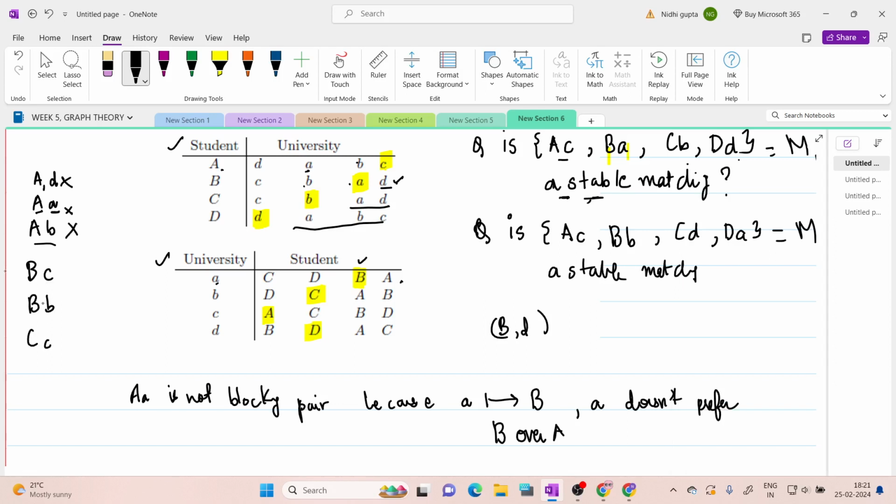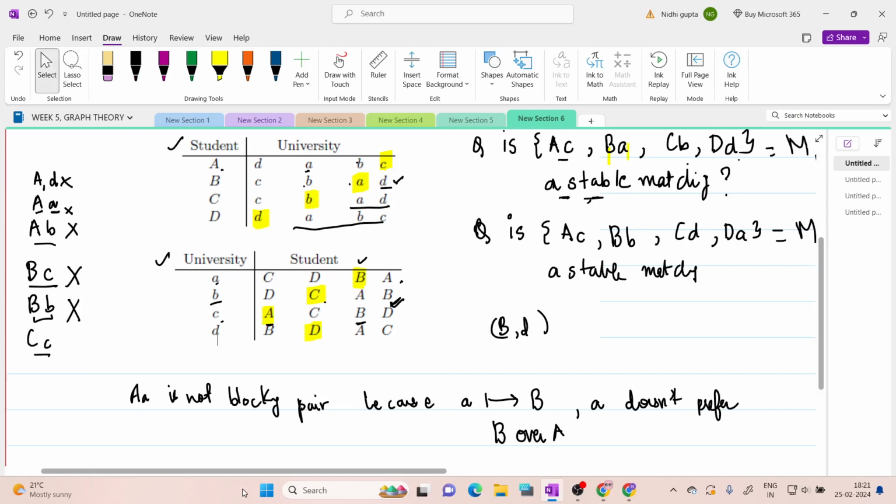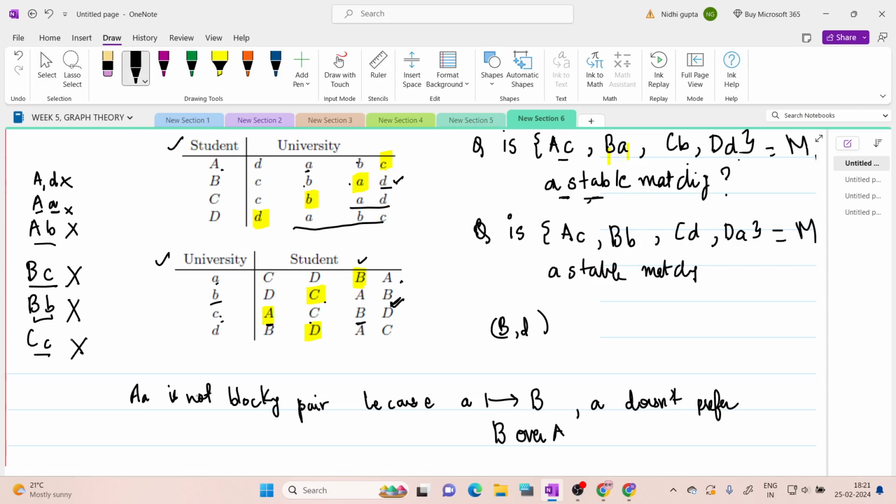Now if we look at BC, C is getting capital A and B is lower in the ranking. So this is also not a blocking pair. And similarly for BB, B is getting C which is better off than B. Therefore BB is also not a blocking pair. And CC is also not a blocking pair, because little c is getting C which he doesn't prefer over capital A. Therefore CC is also not a blocking pair.